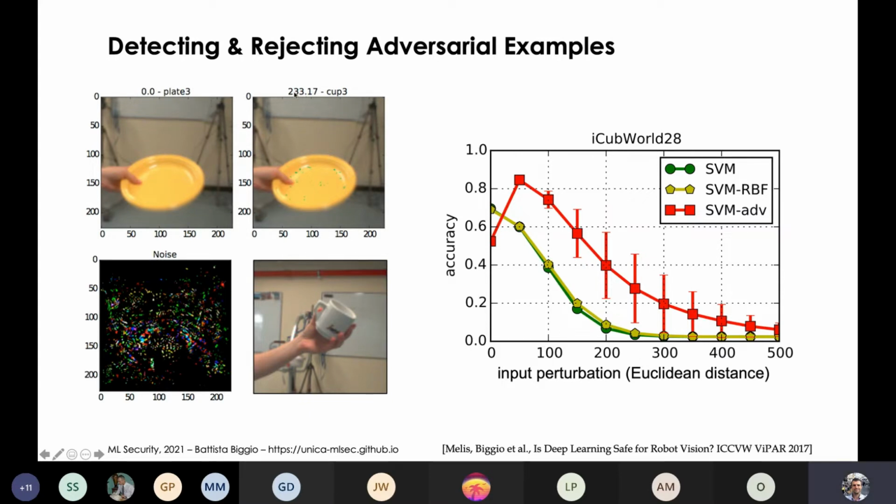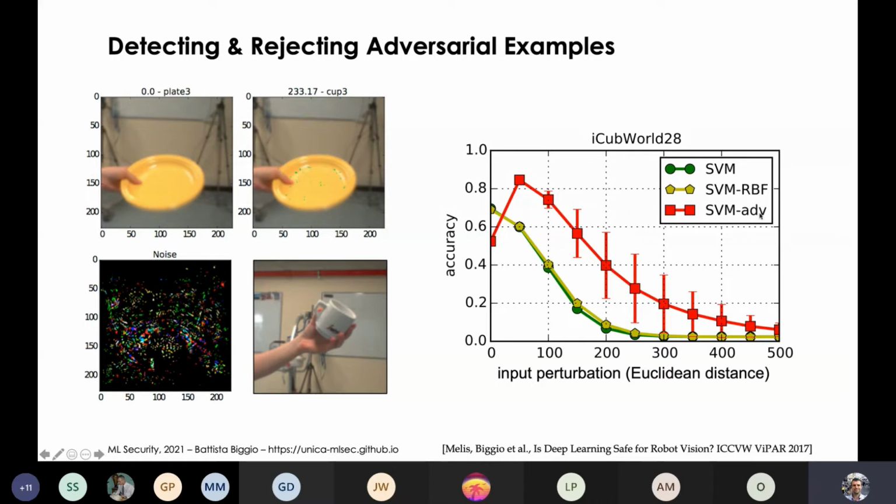Here, for example, the Euclidean distance is roughly 200, so we are roughly in this area of the plot. And this is in fact achieving a misclassification. You see that the perturbation is already visible to some extent here. But still, humans can say, okay, this is a plate, right?